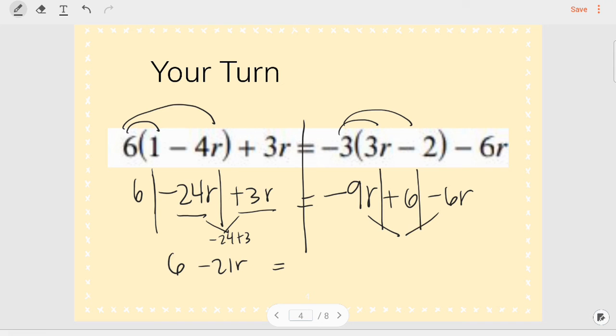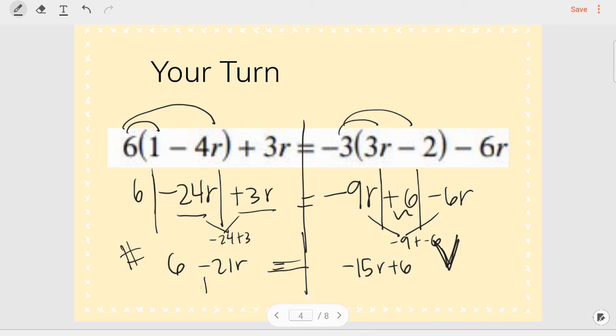Negative 9 and negative 6 make negative 15r. Negative 9 plus negative 6 is negative 15r. Positive 6 has no like terms. And remember, I can't combine the things across that barrier line. I've got to keep them separate. Now that I have my variables and my numbers all simplified, I am going to pick a variable side. Negative 15 is larger, so that's my variable side, and this is my number side.